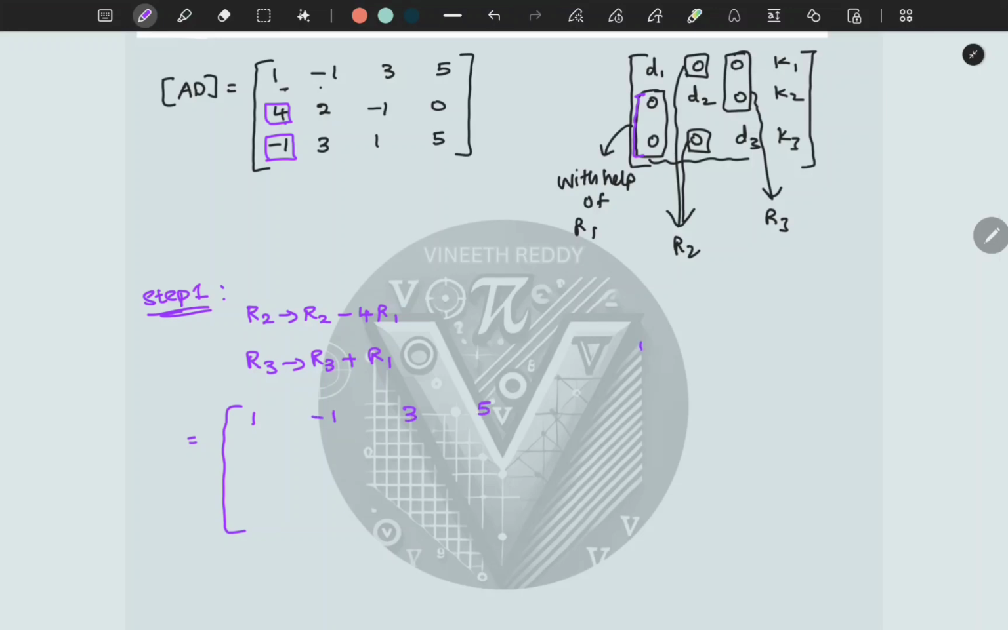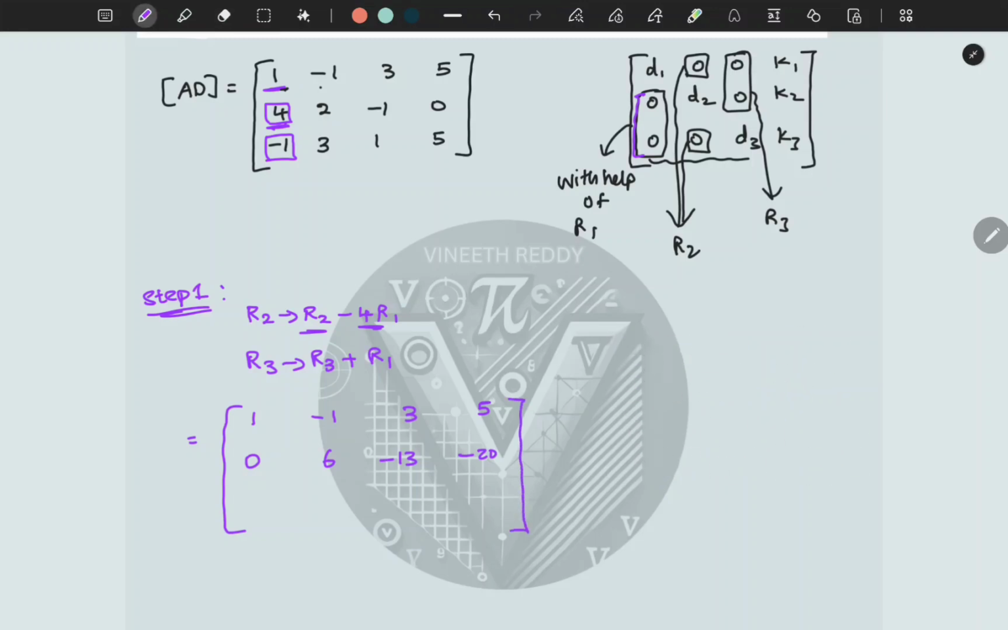Now the second row will be, I'll write the calculation here, R2 implies R2 minus 4 R1. This 4 I'm writing here, and minus 4 times, now this element I should be subtracting. So 4 minus 4 is 0. So I'll be writing 0 here. Now next 2 minus 4 times minus 1. So what should we get? 6, right? Next I should be writing minus 1 minus 4 times 3. Minus 1 minus 12 is minus 13. So I'll be writing minus 13 here. And next 0 minus 4 into 5. So I'll be getting minus 20. As simple as that. If you have understood this, the question is very, very simple, right?